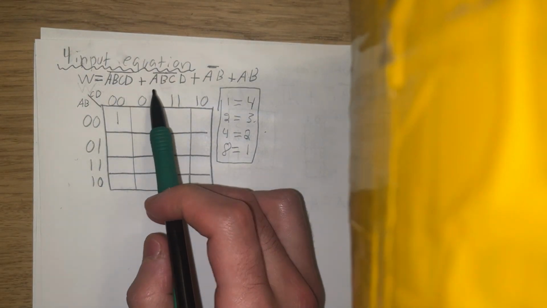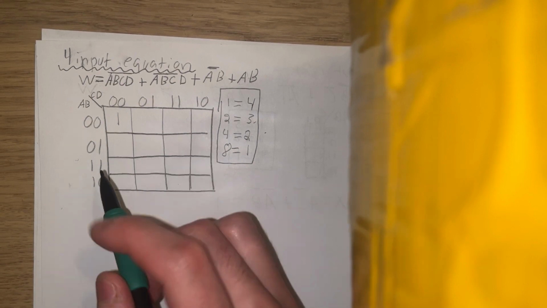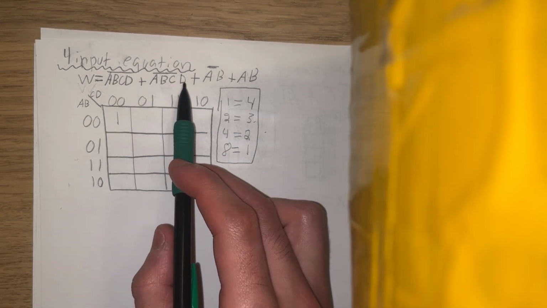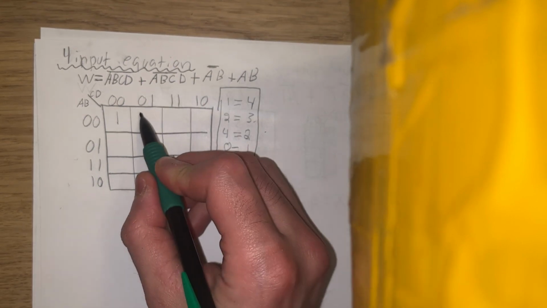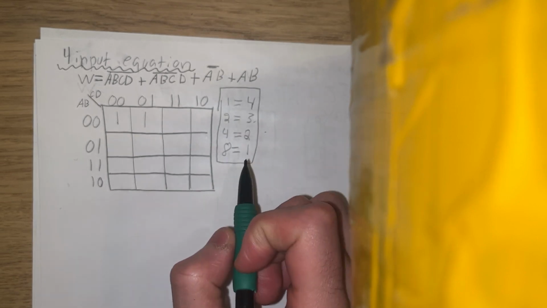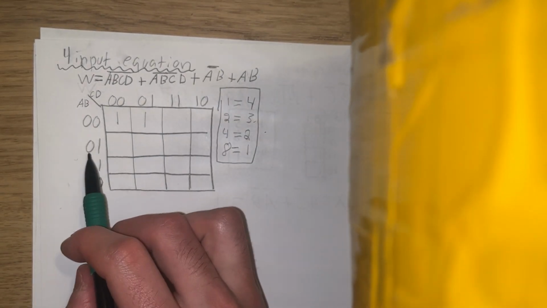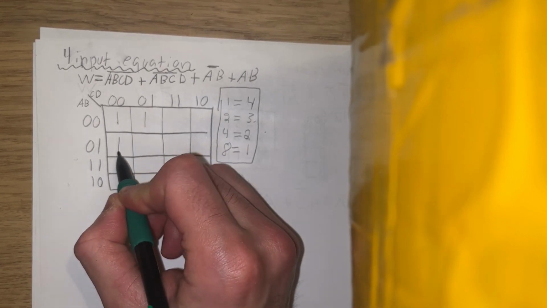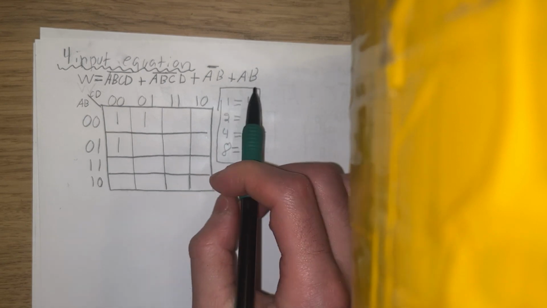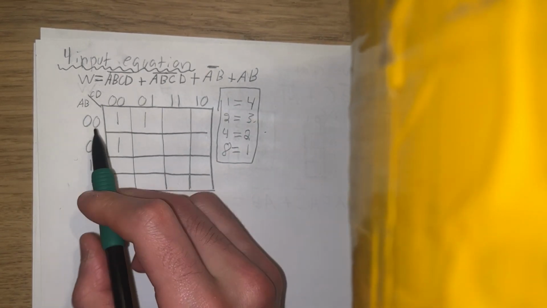Next we have not A, not B, and not C, and D. So we look for 0, 0, 0, 1. We look here, we have 0, 0, 0, 1, and we fill in the 1. Next we have not A and B. So we're looking for 0, 1. Over here we look for A, B, and we see we have 0, 1. We fill in a 1 right there. For our last term, we have A and B, which is 1, 1. So we look here for 1, 1.